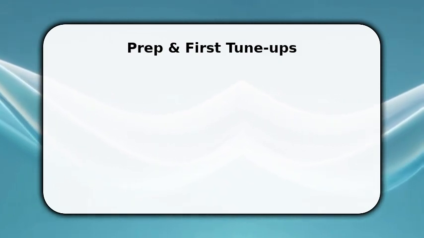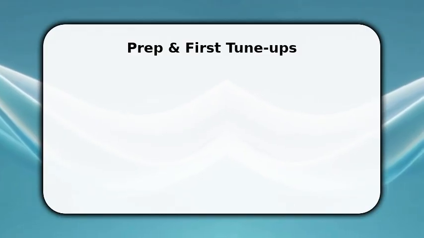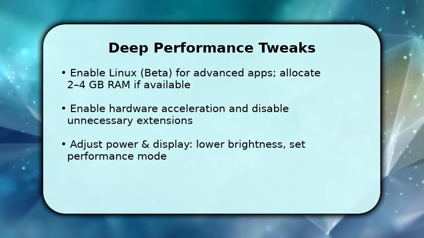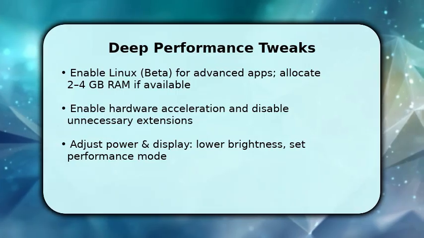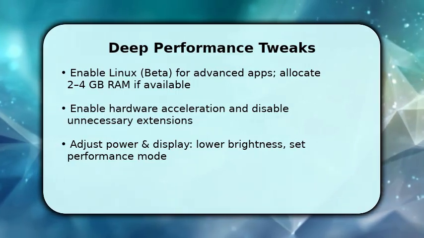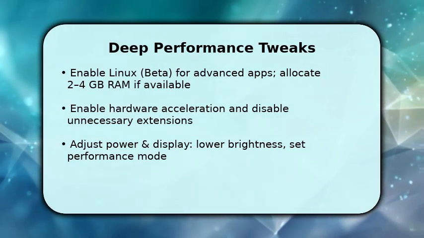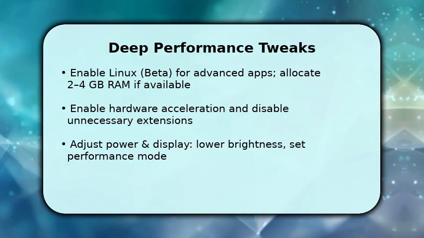Now you do the heavier lifting. Enable Linux Beta if you need advanced apps, and assign 2 to 4 gigabytes of RAM only if your model supports it. Once enabled, install lightweight tools and use them instead of bloated web apps.